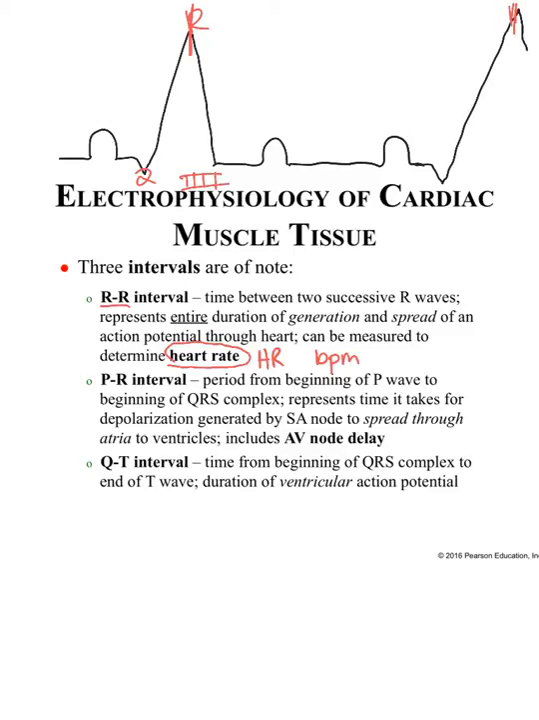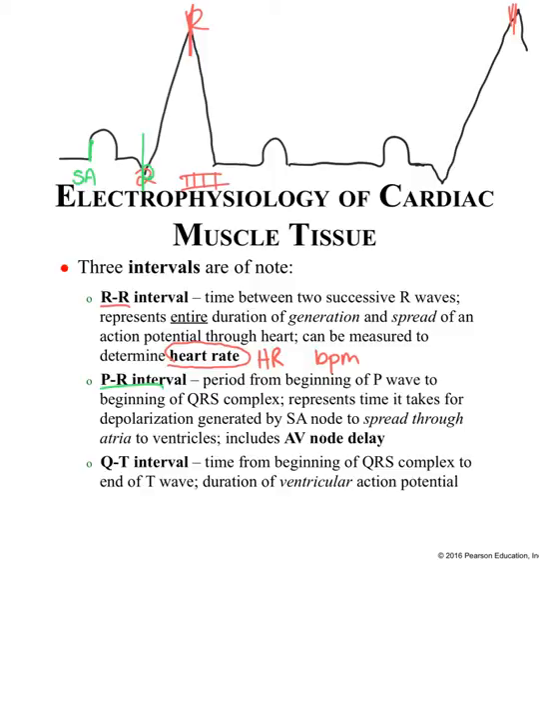The PR interval is the period from the beginning of the P wave, it's going to be here, to the beginning of the QRS complex. So that's the amount of time that it takes for the depolarization, that of course we know is started by the SA node, to actually go through the atria and get to the ventricles. Because as soon as the ventricles receive that, there's that small delay, then they're going to start relaying the signal down to the bundle branches.